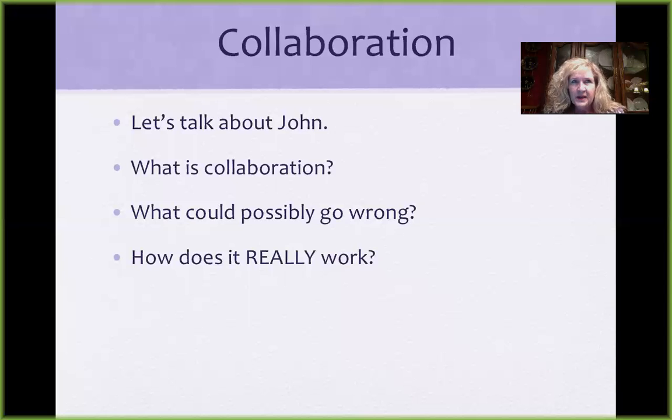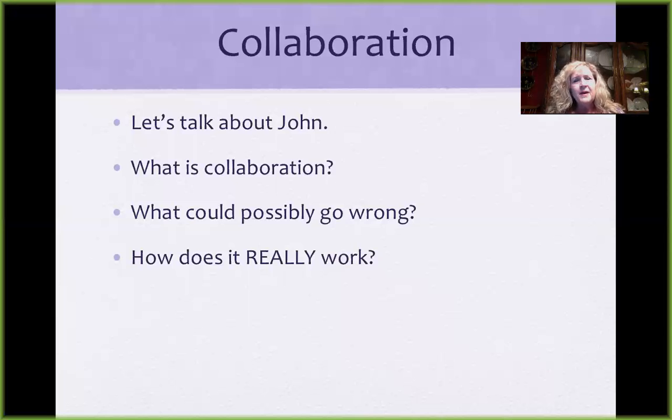Maybe the PE teacher says, that's not my job. That should be the special ed teacher's job to teach that skill to this student. He's a special ed student, not a general ed student. I shouldn't be responsible for that part of his education. Maybe the music teacher says, John shouldn't even be in my classroom. And so this is where things can really go wrong with collaboration.